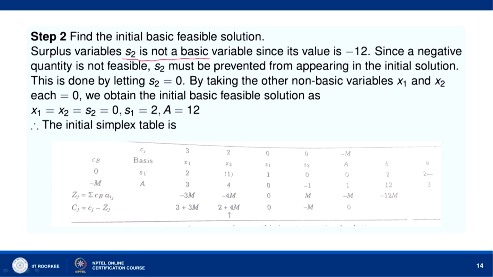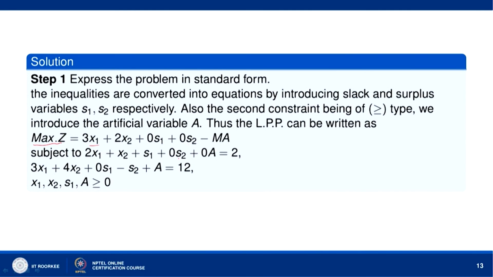Now, s2 is not a basic variable because its value would be minus 12. We can see here there are two equations and five variables: x1, x2, s1, s2 and a. So, 3 variables can be chosen arbitrarily. If we take x1 equal to 0, x2 equal to 0, a equal to 0, then from this equation what do we get?